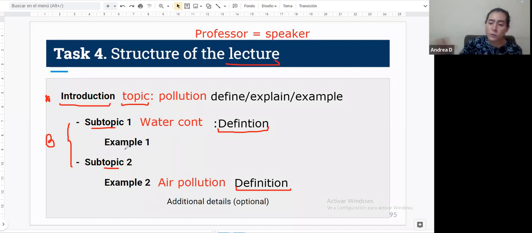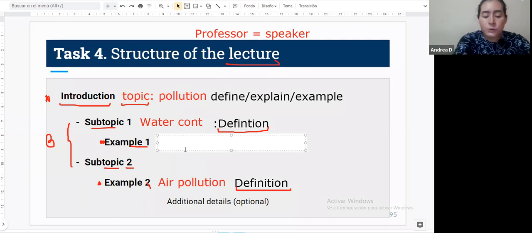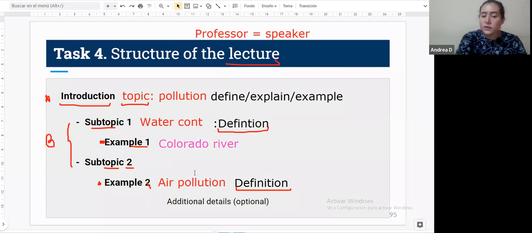And finally, there's one more layer that you will have, and those are the examples. Each subtopic is going to have its own details, its own examples. So example 1 for the first subtopic and example 2 for the second subtopic. So for example, if we're talking about water, then maybe you have the name of a river. You have the Colorado River has been polluted since this time and so on. Okay, you have that example. If we're talking about air pollution, perhaps you have something like, I don't know, Coca-Cola company.